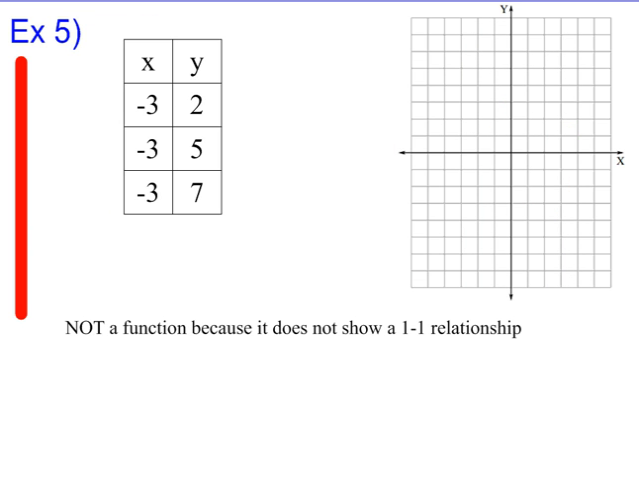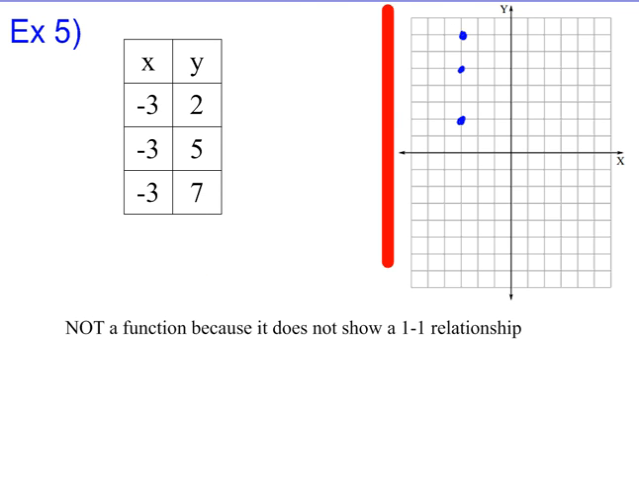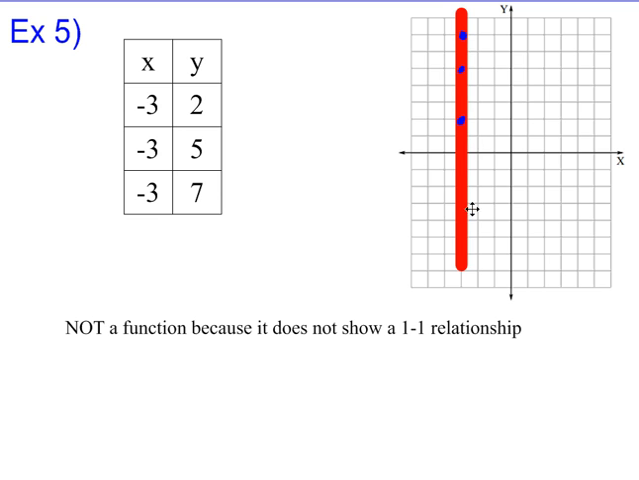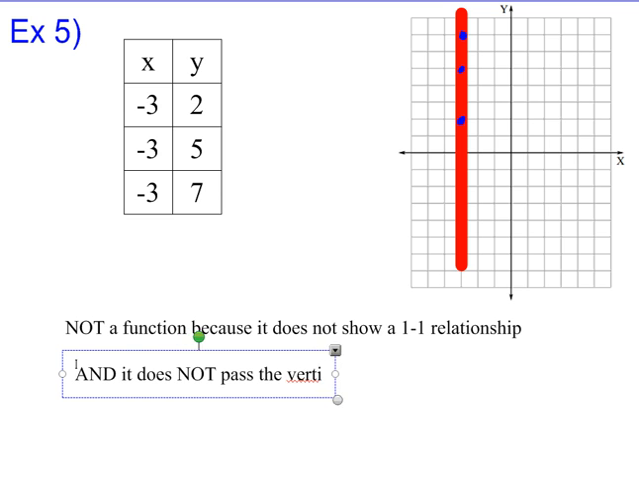Okay, let's take a look at this example 5 and let's plot these points at negative 3, positive 2, and at positive 5 and positive 7. If we took that vertical line test, we can see, boom, it's touching all 3 at the same time. So this does not show a one-to-one relationship, or I should say, it does not pass the vertical line test.